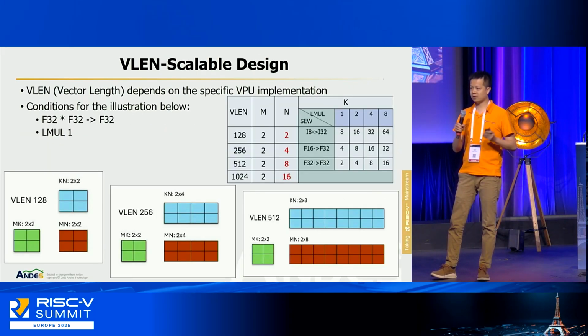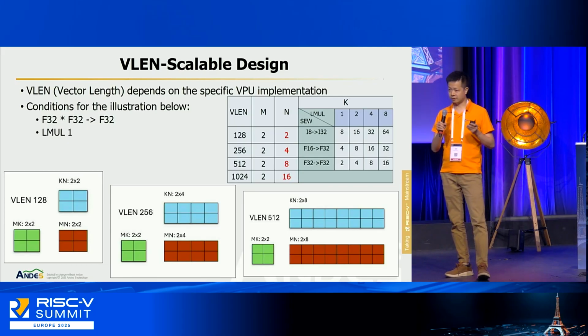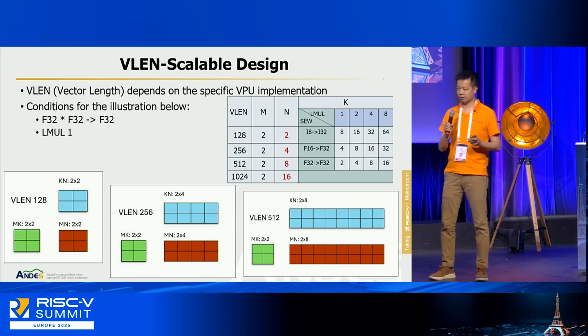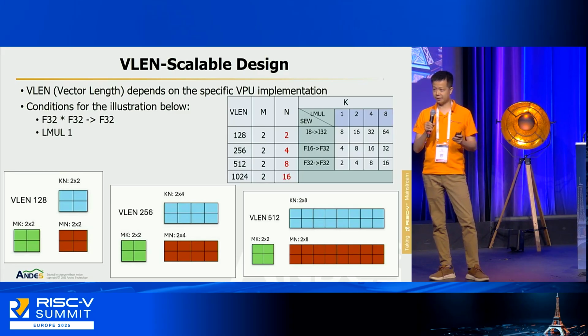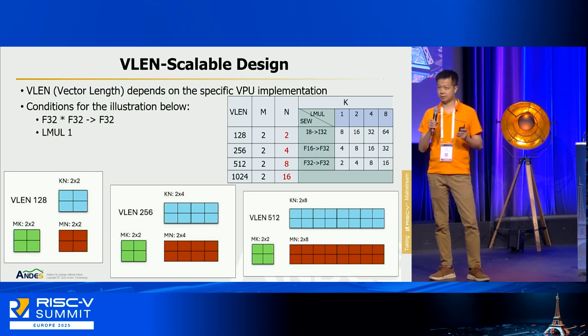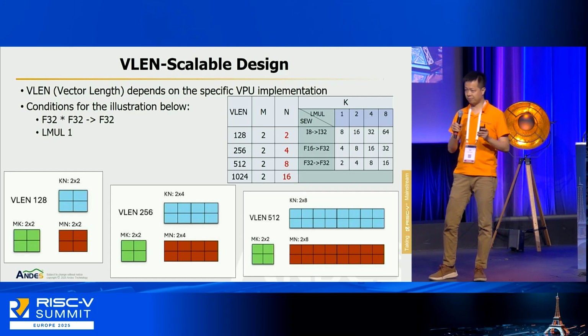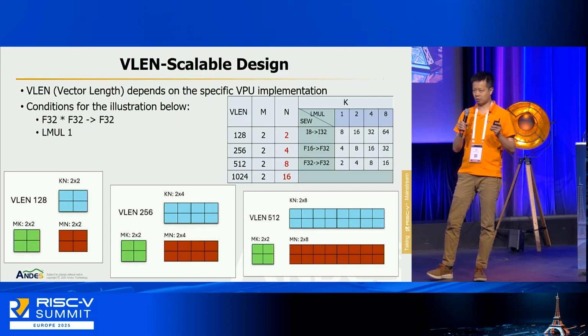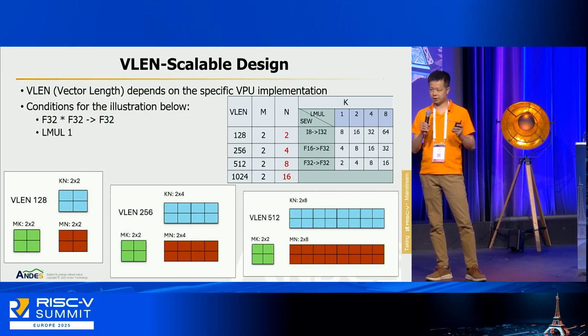So now let's zoom in on scalability. Here's VLEN scalability. VLEN is the vector length, which depends on the specific VPU implementation. And since AMM reuses the RVV vector registers, it's crucial for AMM to be VLEN scalable. So look at the illustrations here.